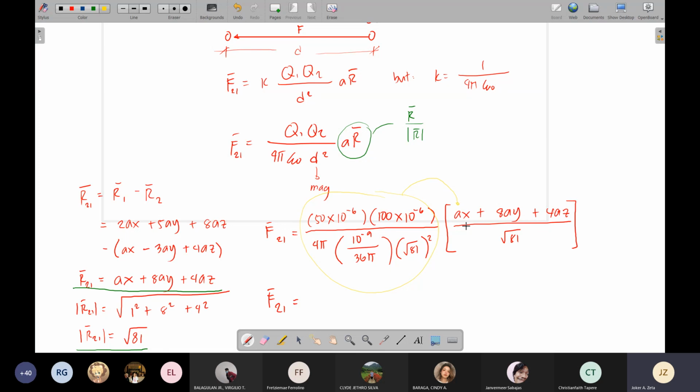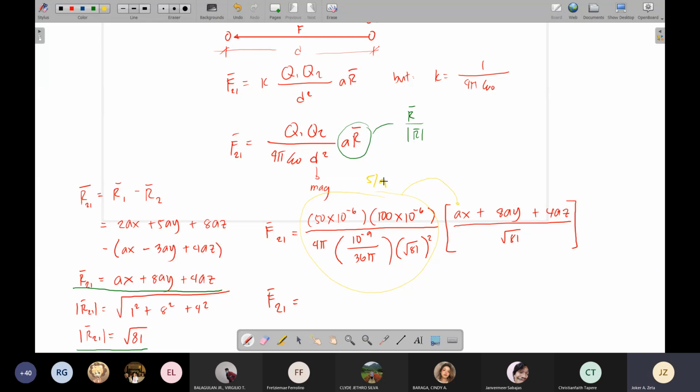Okay, let's solve it. 50 micro times 100 micro, divided by 4 pi times 10 to the power of negative 9 divided by 36 pi, then times the square root of 81 squared. So the answer for this one is 5 over 9.